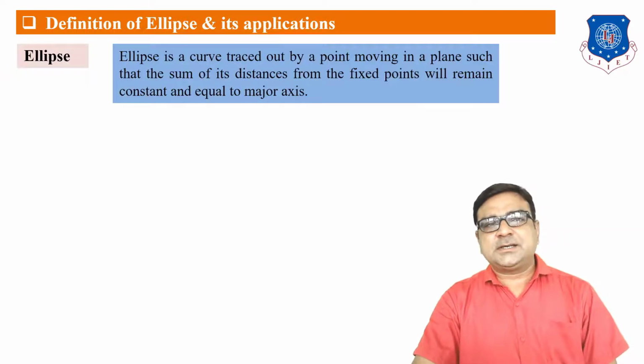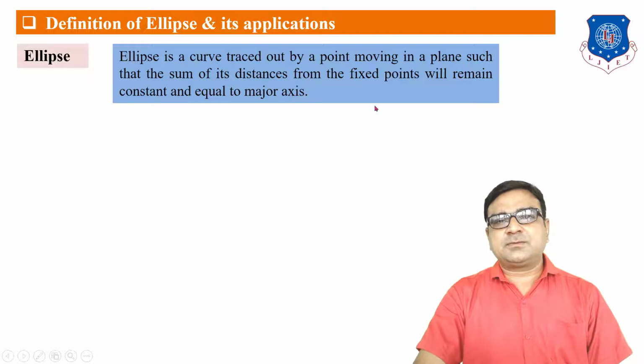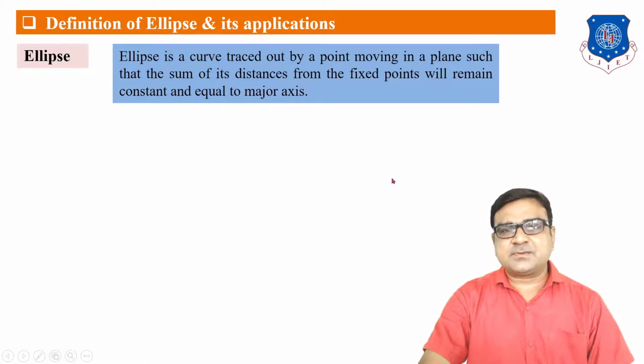Now let us see the definition of ellipse. Ellipse is a curve traced out by a point moving in a plane such that the sum of its distances from the fixed points will remain constant and is equal to the major axis of the ellipse.